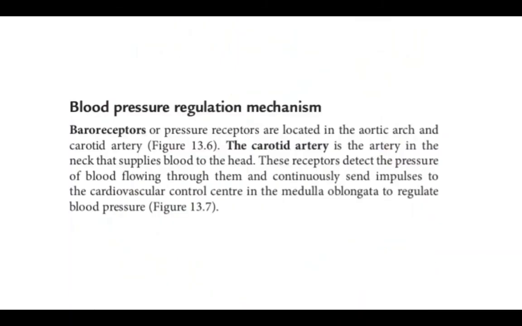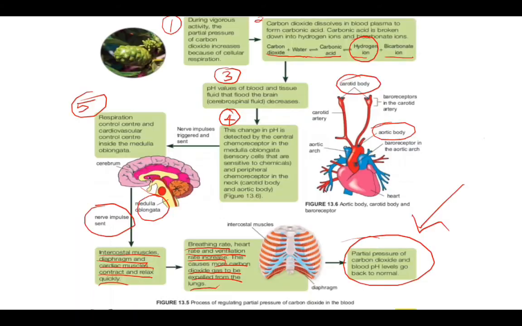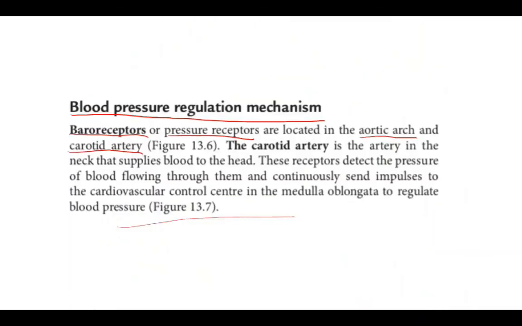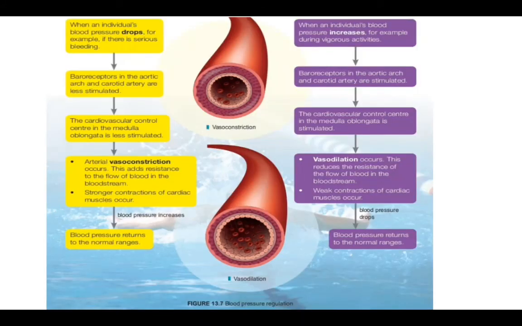And then seterusnya adalah blood pressure regulation mechanism. So baroreceptor ataupun pressure receptor located in the aortic arch and the carotid artery. Ini ya. Di sini carotid artery, di sini aortic arch. So the carotid artery is the artery in the neck that supplies blood to the head. These receptors detect the pressure of blood flowing through them and continuously send impulses to the cardiovascular control center in the medulla oblongata to regulate blood pressure. So ini adalah blood pressure regulation.